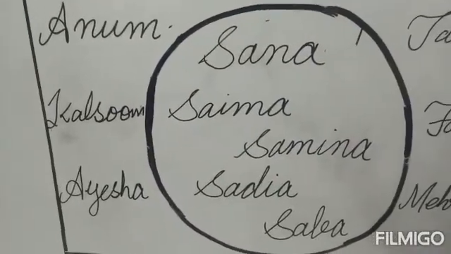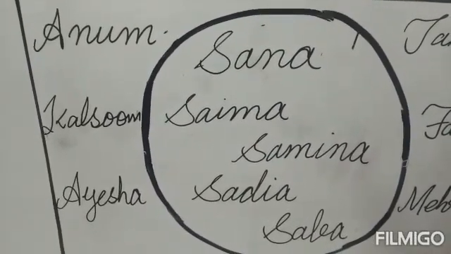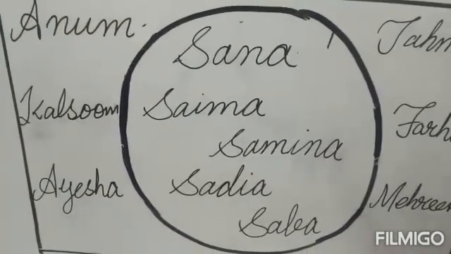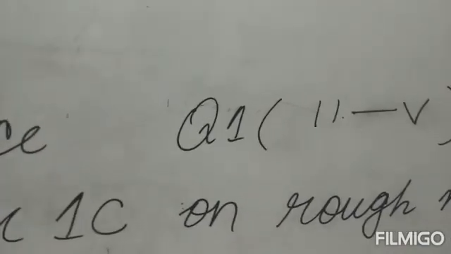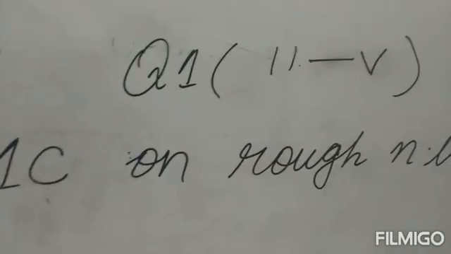Okay class, this is our exercise 1C question number 1 and you will do the next 4 parts of this exercise. Okay class, thank you. Note down in your diary: practice question number 1, parts 2 to 5 of exercise 1C, in your rough notebook.